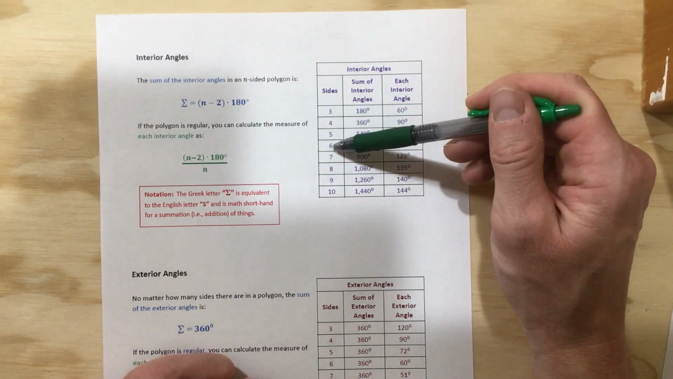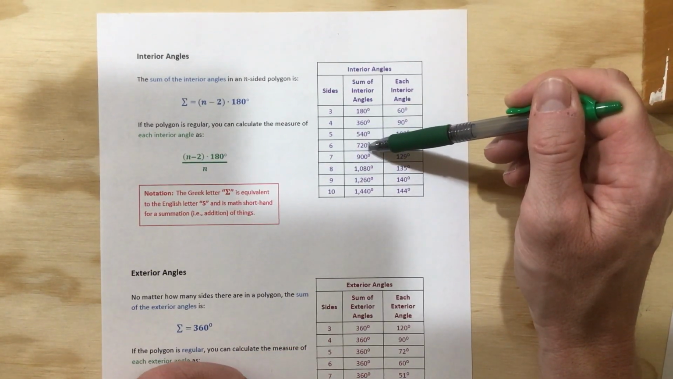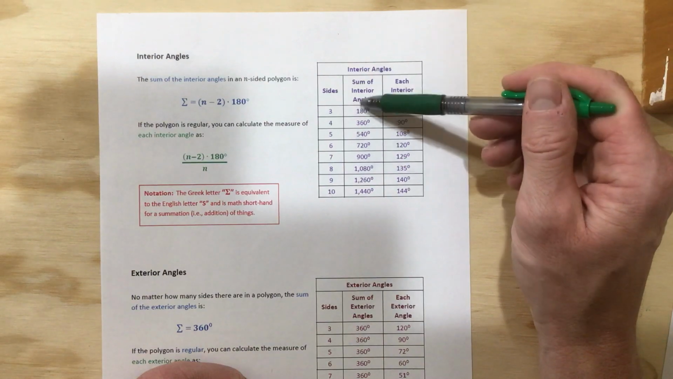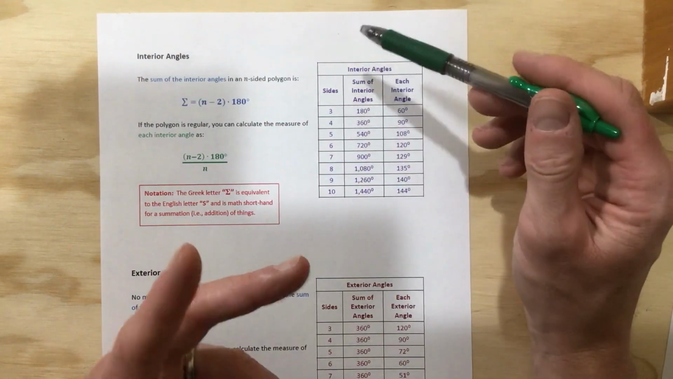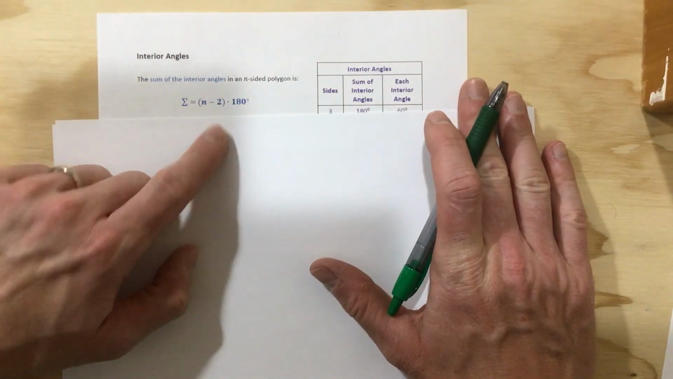Any six-sided figure, right? Any hexagon has 720 total for the interior angle. And we could figure that out for any number of sides. Okay, just a really quick demonstration as to why this makes sense, right? This isn't like a full-blown proof, but why does this formula make sense?